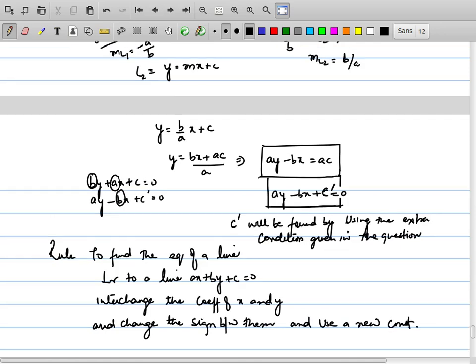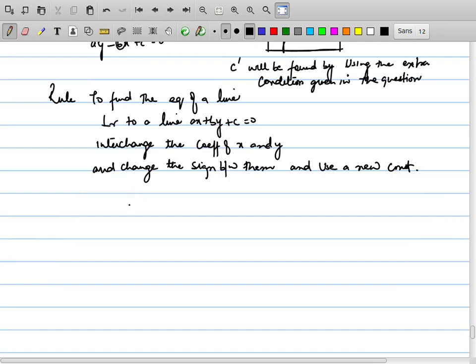For example, if I have a line 2x minus 3y plus 4 equals 0, and I want a line which is parallel to this line, what should I write straight away? The equation of our line would be 2x minus 3y plus c equals 0. Now c is the unknown which we will have to find using the condition given in the question. The 2x minus 3y part will remain the same.